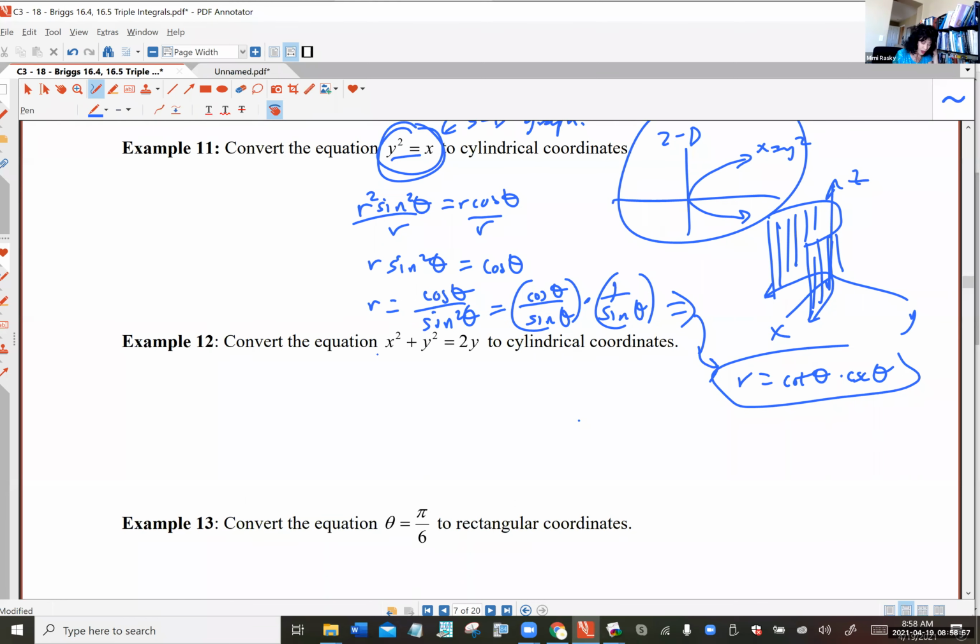Now, how about this one? How do you convert this to cylindrical? Well, we got r squared on the left and 2r sine theta on the right. Again, divide both sides by r and assume r isn't 0, and you get r equals 2 sine theta.